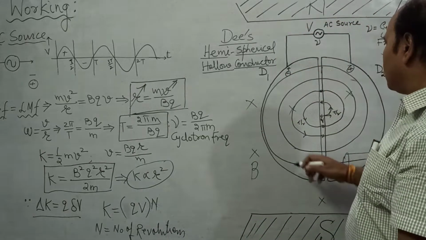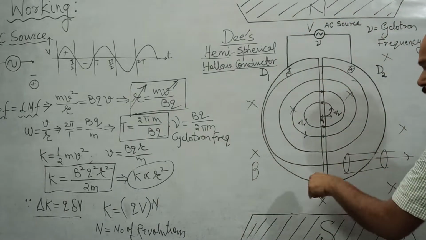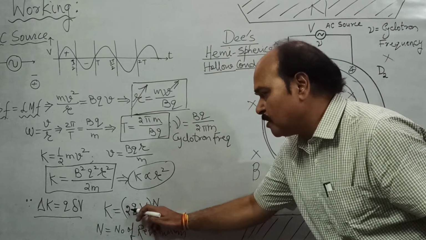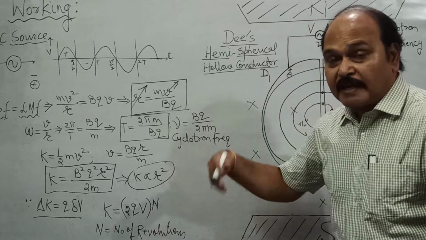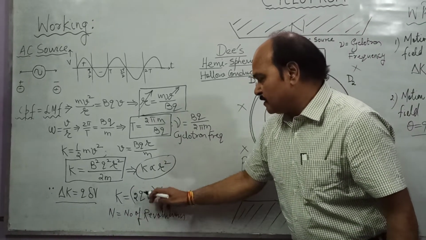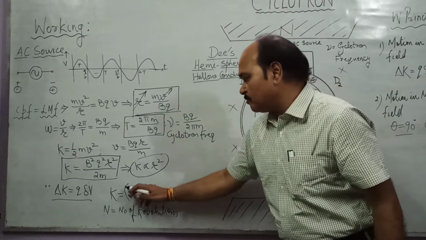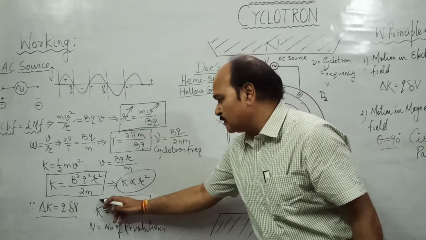In one revolution, the charged particle passes through this gap twice. Therefore, kinetic energy acquired in one complete revolution is what? 2qV. And if there are n revolutions, net kinetic energy is what? n times this. n is the number of revolutions. So kinetic energy can also be found out by this relation.